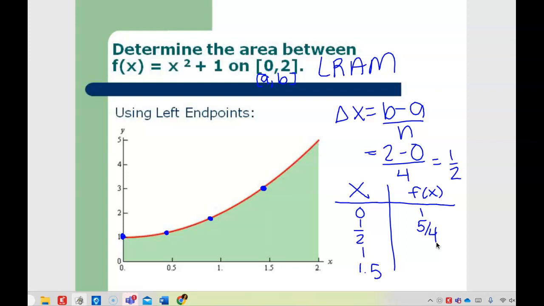Okay? f of 1 is 1 squared, well, 1 squared is 1. 1 plus 1 is 2. And 1.5 squared, so again, 1.5 is really like 3/2. So 3/2 squared is 9/4. 9/4 plus 4/4 is 13/4. And here's why I like my fractions. My 9/4 and my 13/4 and my 5/4 can add together.